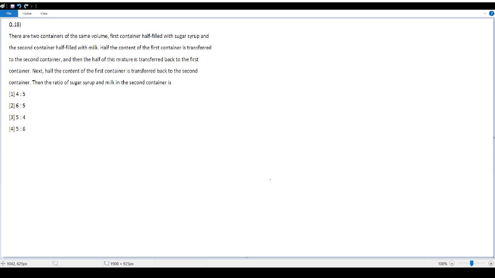Let's try out this sum. There are two containers of the same volume. First of all, read this sum, absorb it, and then do.